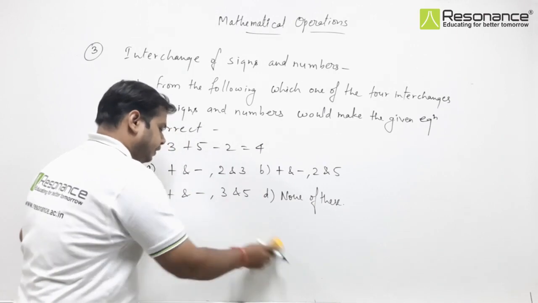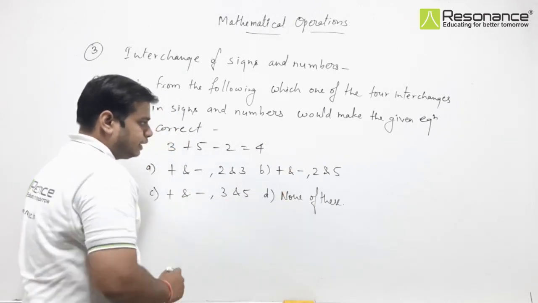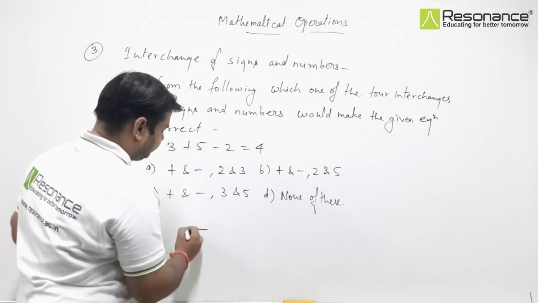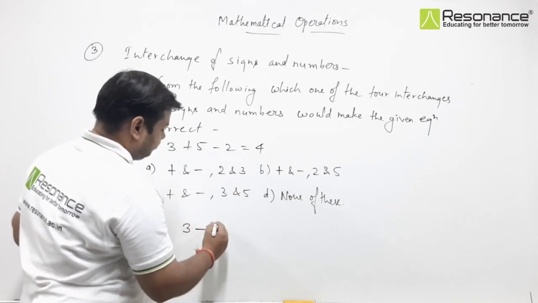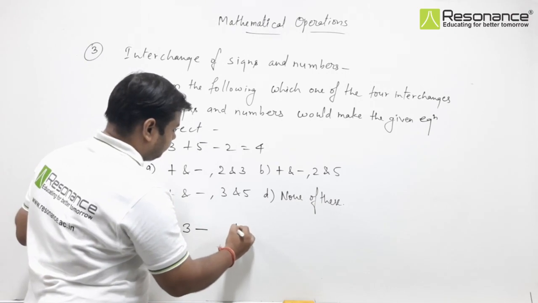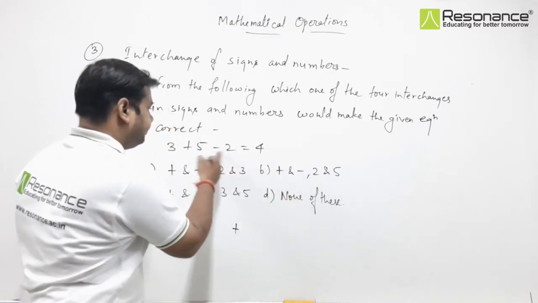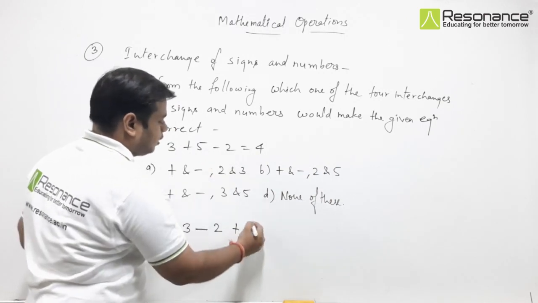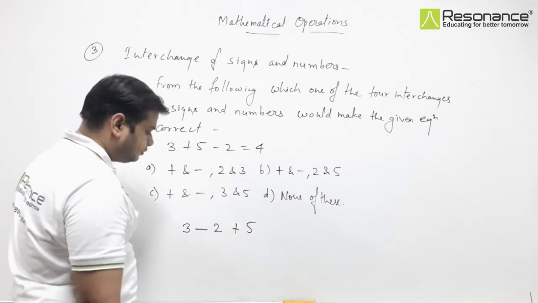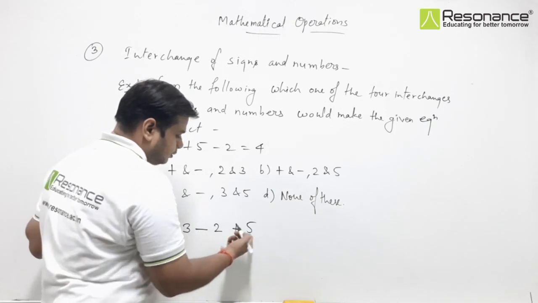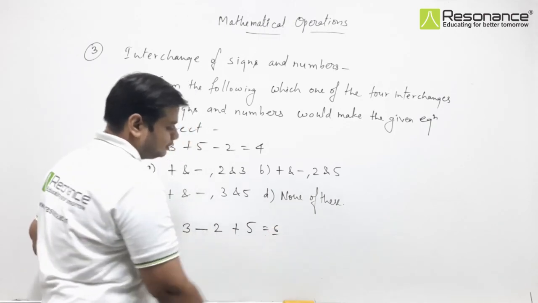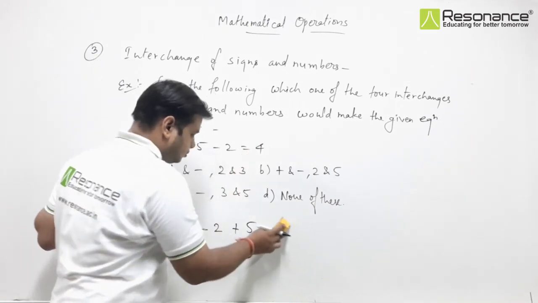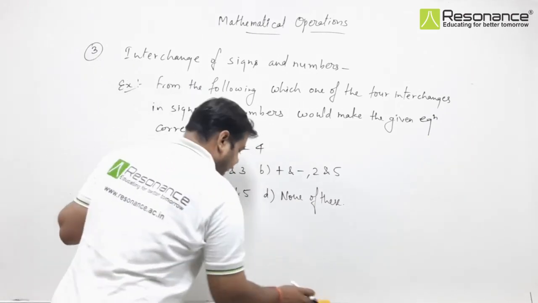So that is not the correct solution. Let's do the second one, plus and minus. So minus is here, 3 minus, and plus is here, and 2 and 5 will interchange. So at the place of 5, 2 will be here, at the place of 2, 5 will be here. If we solve this equation, 3 minus 2 is 1 and 5 plus 1 is 6. It will give us 6, but we need 4. So it is also not correct.